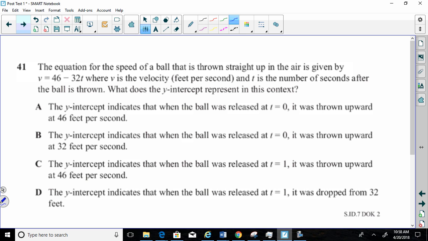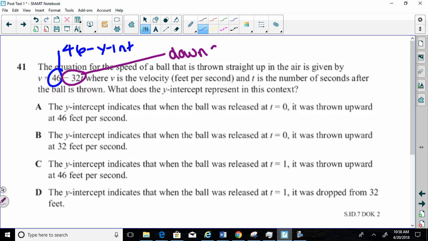Okay, this question was completely wrong. I don't know who came up with this question. Don't even pay attention if you got that one wrong. Because first of all, what's the y-intercept? 46. What's the slope? Negative 32. So if it's a line, is it going down or up? Down. It's going down 32 feet per second.